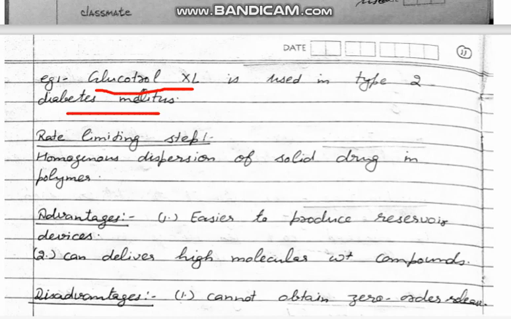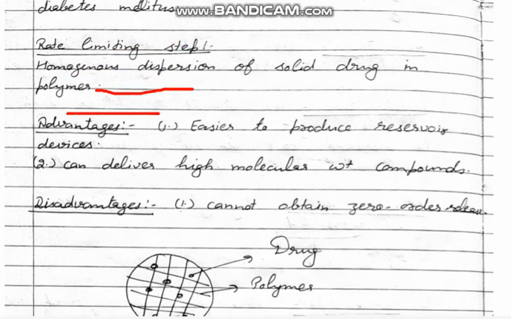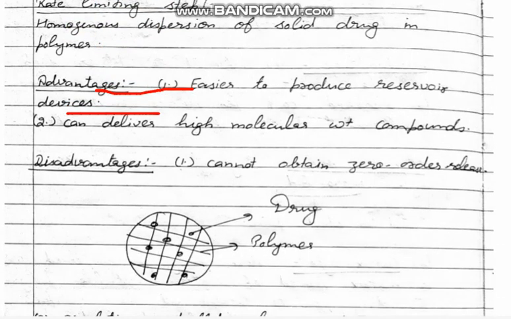Rate limiting step: homogeneous dispersion of solid drug in the polymer. What are the advantages of such type of system? It is easier to produce than reservoir device, and it can deliver high molecular weight compounds also. And this is the diagram of this type of system. Here these vertical and horizontal lines are made up of polymer, and these circles represent the drug. This is whole information about the CDDS systems that follow the diffusion mechanism.